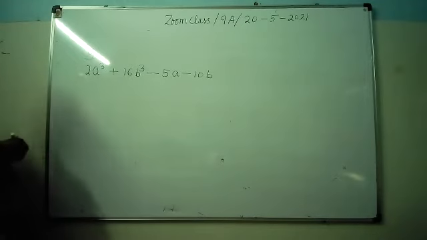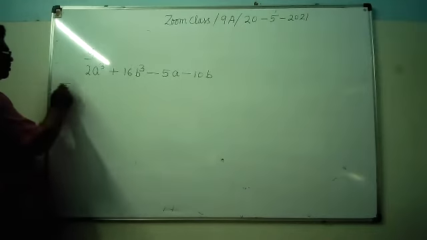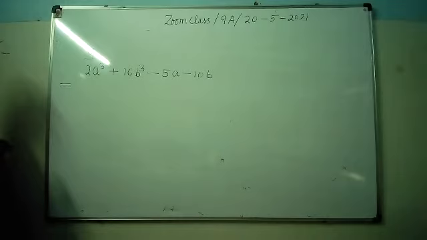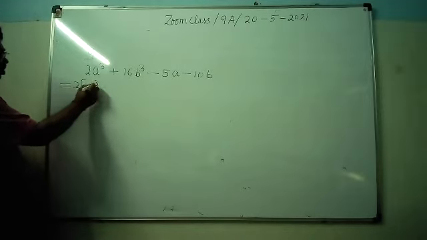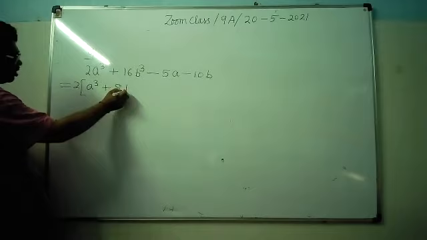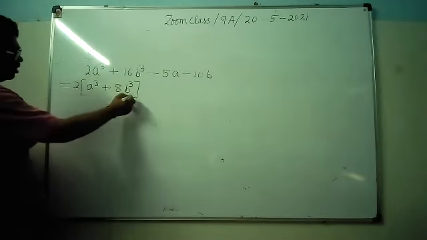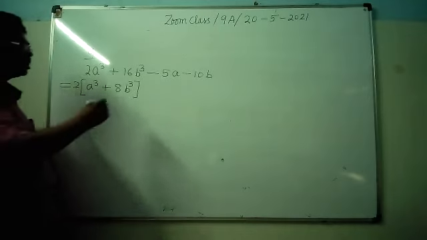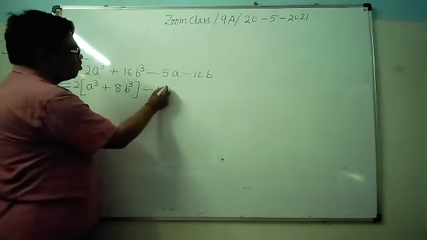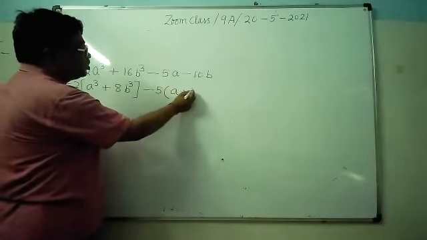What is common from the first two terms? 2. When you take out 2 as common, you get a cube plus 8b cube. What is common from the next two terms? It is minus 5. Minus 5 is common. What will you get? A plus 2b.